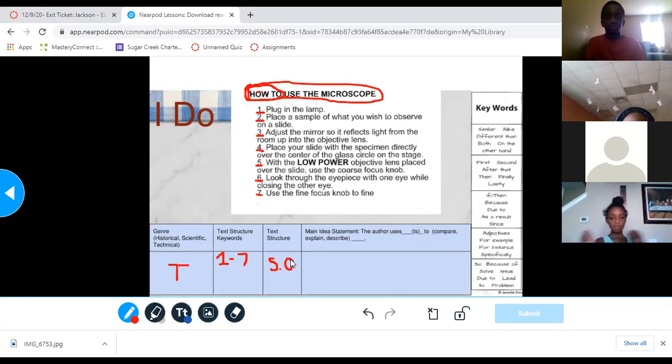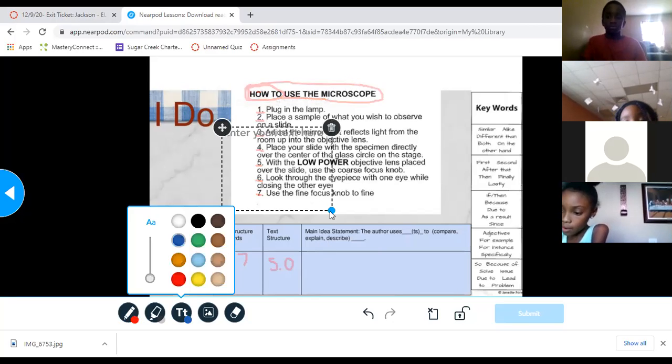Now I need to finish up my last step, which is to type out the main idea statement. I have to fill in the sentence stem. So now I am opening up my text box.